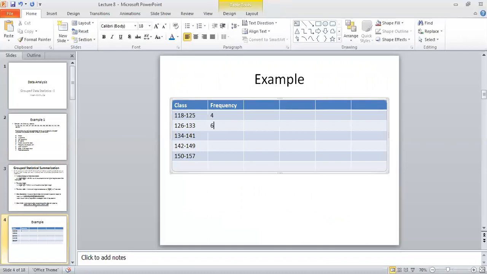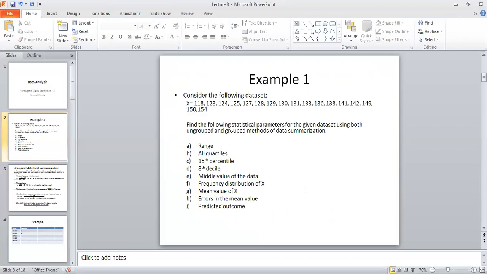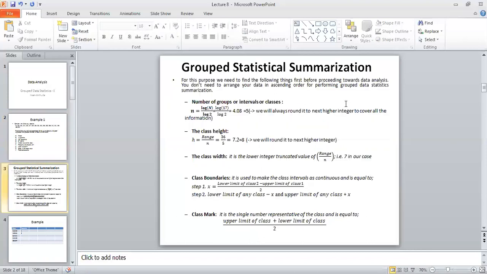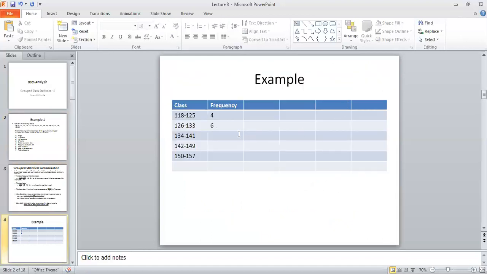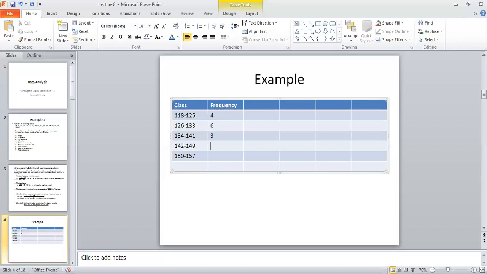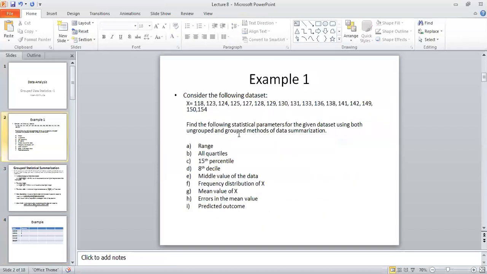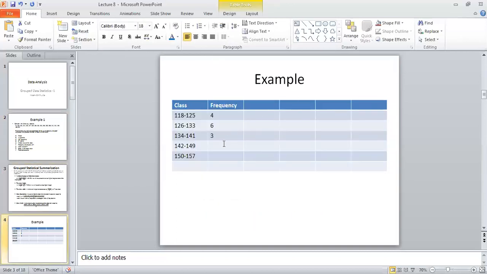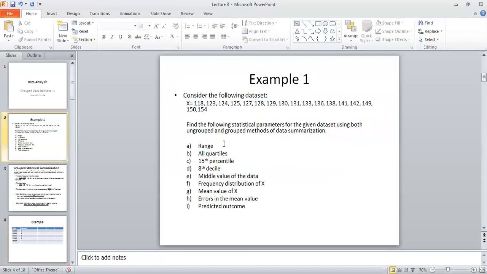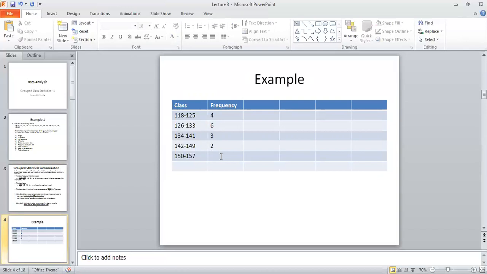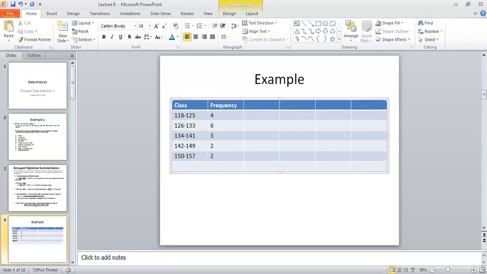Then 134 to 141. How many values have we got within this interval, including these values? We have got 1, 2, 3. So three values, or the frequency is 3 for this class. 142 to 149. How many values have we got over here? Just two values. So the frequency of this class is 2. And 150 to 157. How many values are here? Again, there are just two values, as we can see, 150 and 154, including these limits and within this interval. So the frequency is 2.